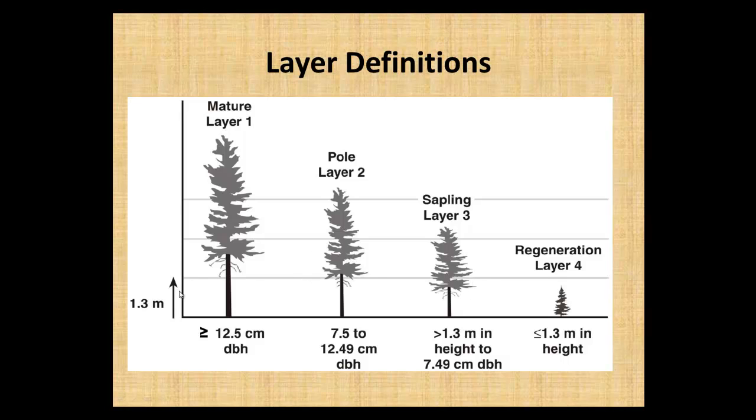We've got height on this scale. Greater than breast height for layer 3, the sapling, and up to 7.49, so just under 7.5, and of course regen is breast height and below. So that's the regen layer. That's where you establish the seedlings.